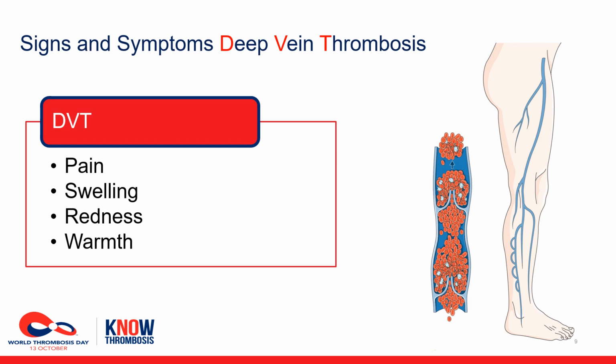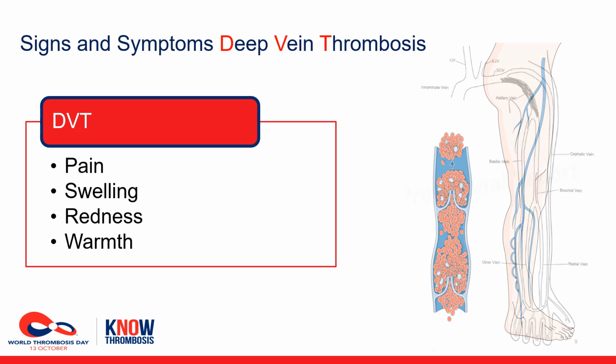So a little bit about DVT, signs and symptoms of DVT: pain, swelling, redness and warmth on the limb that's affected, whether that's the upper limb or the lower limb.